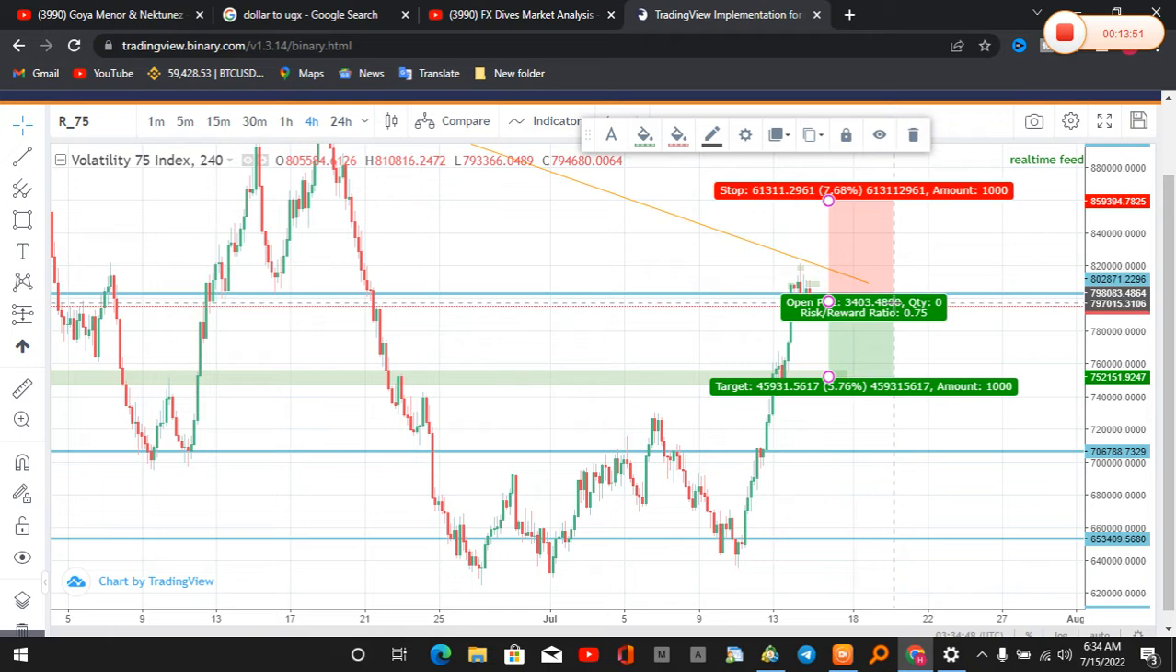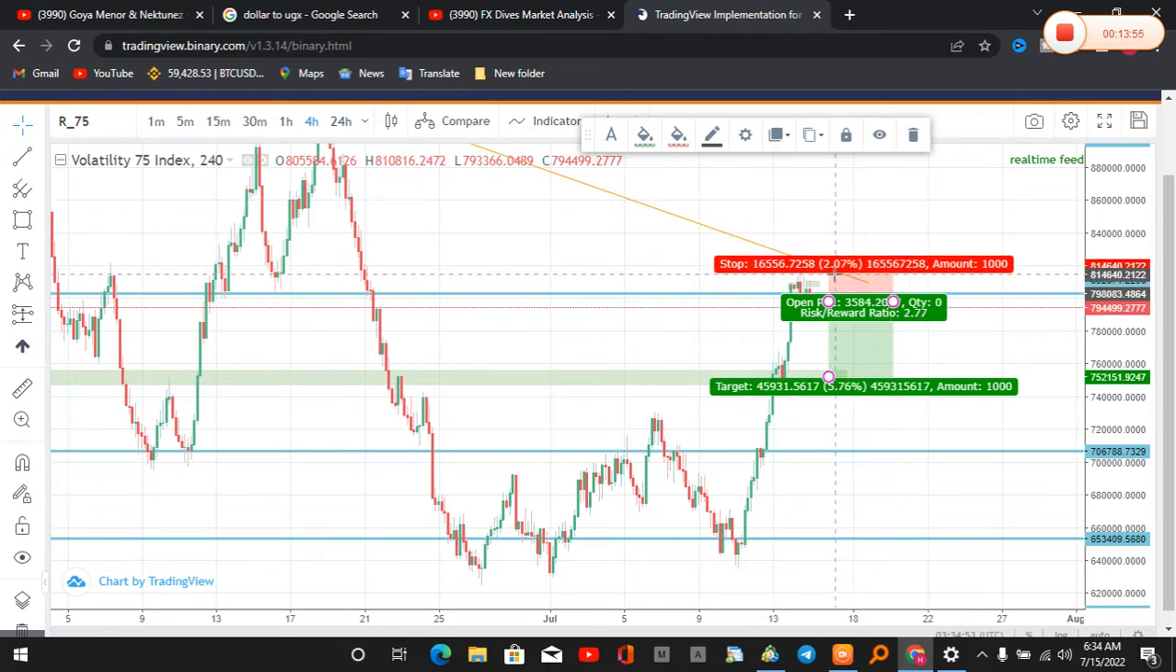Remember, we are risking 2% per trade on our account. Let me say, if you have like a $100 account, don't exceed $5 per trade or $3 per trade. So we can enter this trade of ours here.